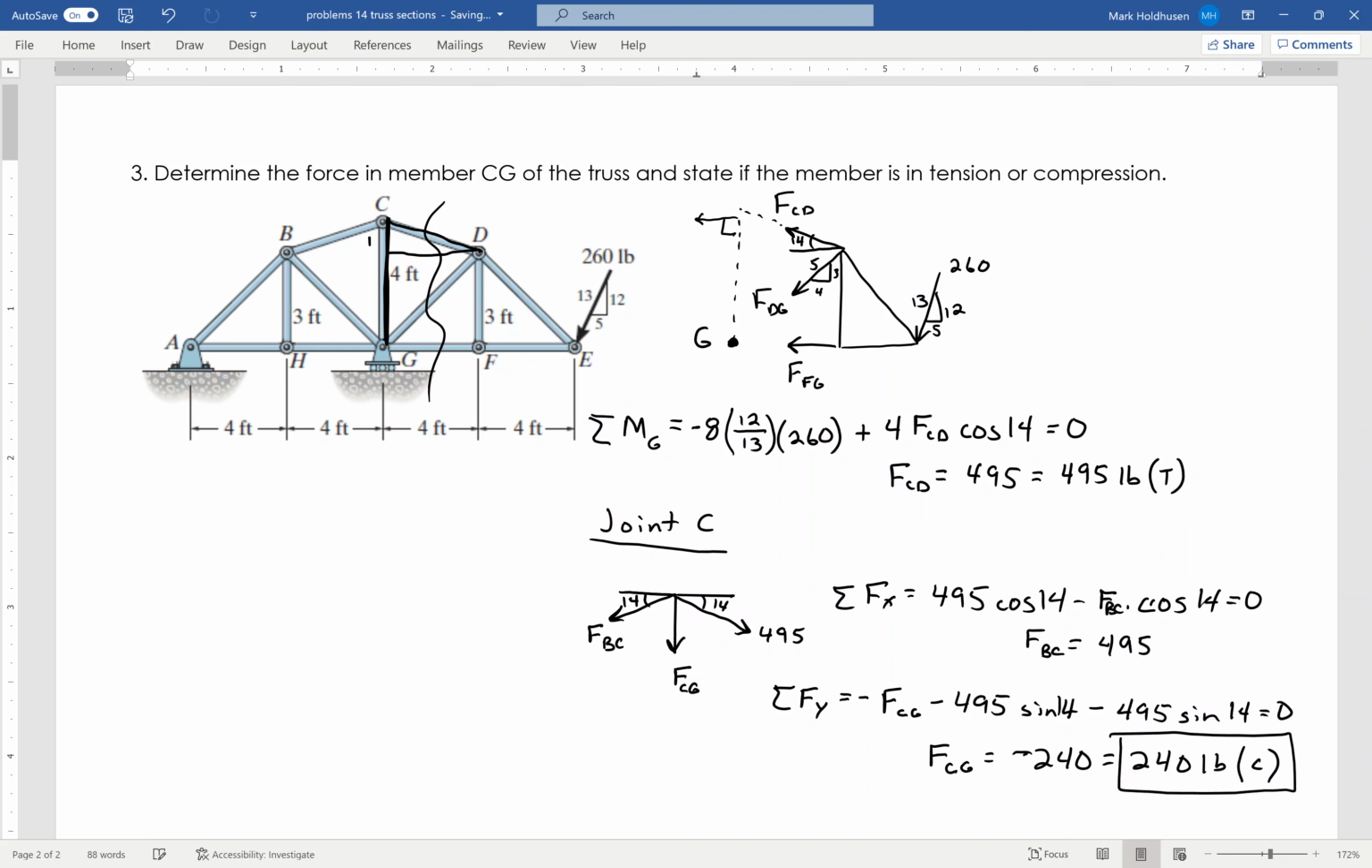Okay, so again, you can only cut through a member that has three unknowns at it, right? So I had to make two steps here: cut through, find the force, and then do a joint analysis to find the force in the member that I'm actually interested in finding.